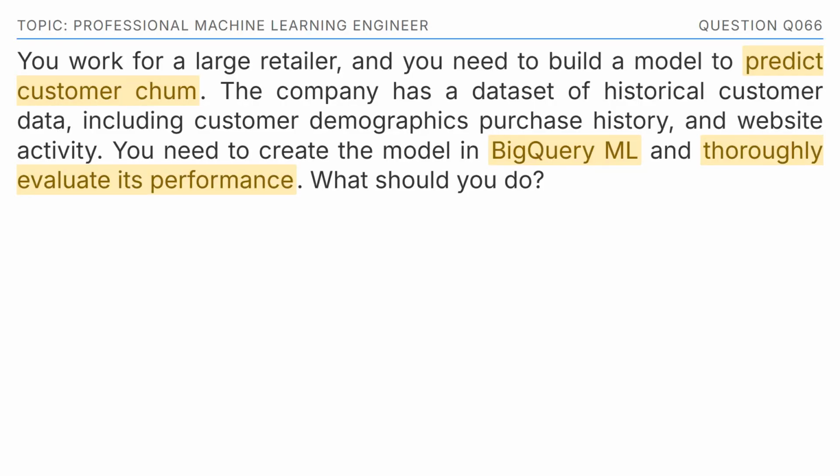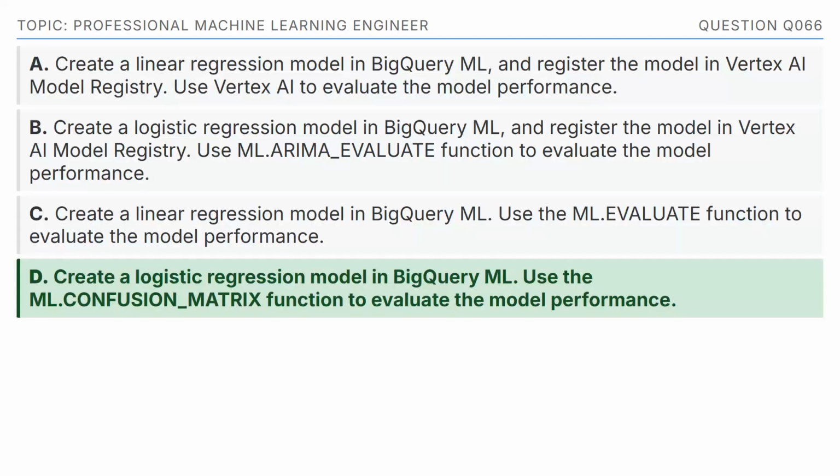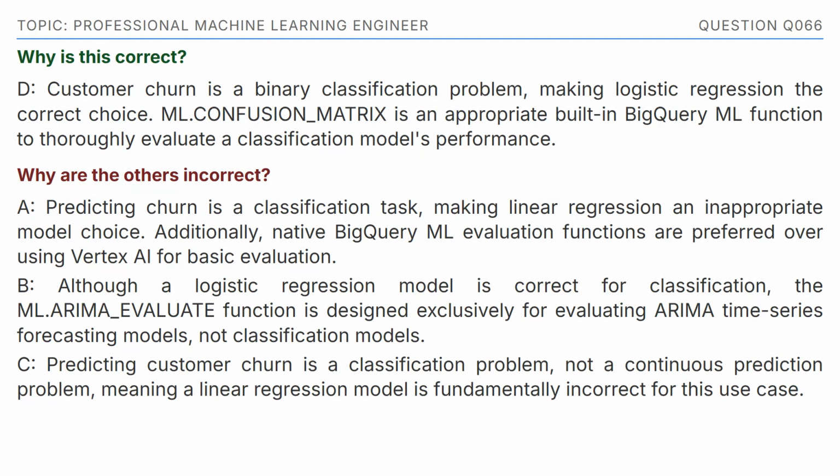To arrive at the correct answer, we focus on the keywords: predict customer churn, BigQuery ML, thoroughly evaluate its performance. The correct answer is option D. Create a logistic regression model in BigQuery ML. Use the ml.confusion_matrix function to evaluate the model performance. Why is this correct? D. Customer churn is a binary classification problem, making logistic regression the correct choice. ml.confusion_matrix is an appropriate built-in BigQuery ML function to thoroughly evaluate a classification model's performance.